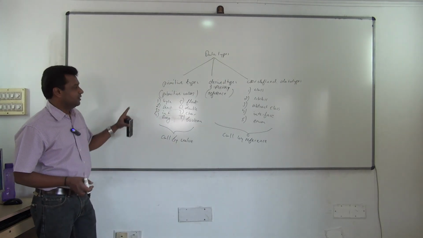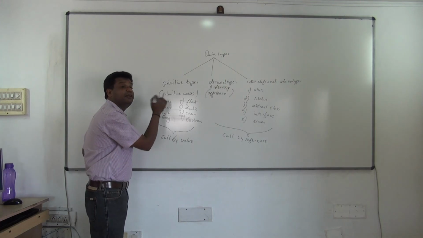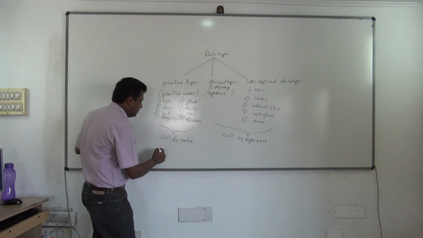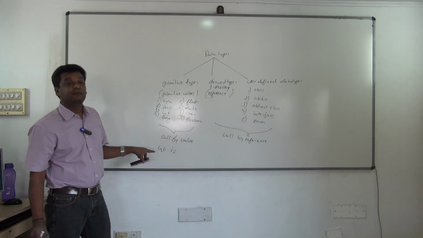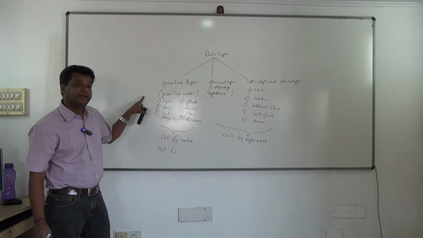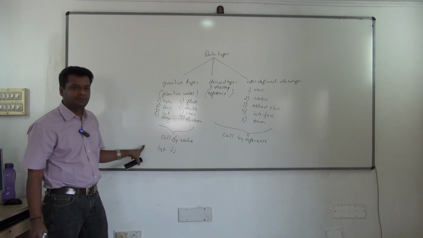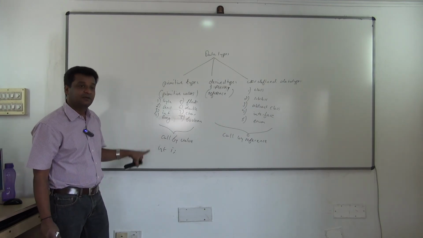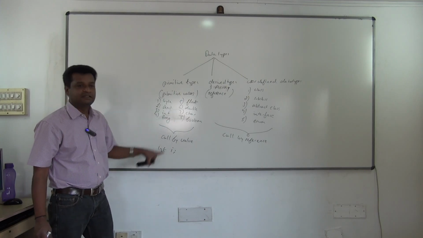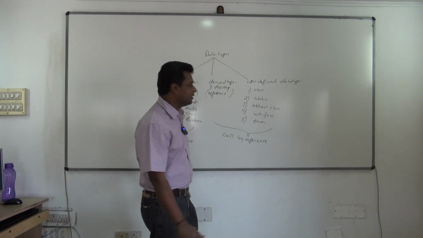Clear? And one more thing, if you declare a variable of primitive type, say int i, the amount of memory allocated will vary depending on the data type you have chosen. If it is int, 4 bytes of memory is allocated. If it is a short, 2 bytes. If it is byte, 1 byte. If it is float, 4 bytes. Like that, depending on your data type, memory will be allocated.